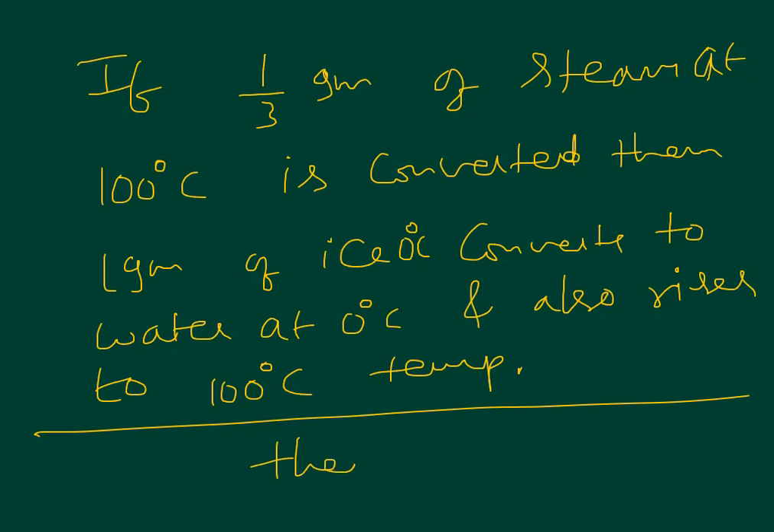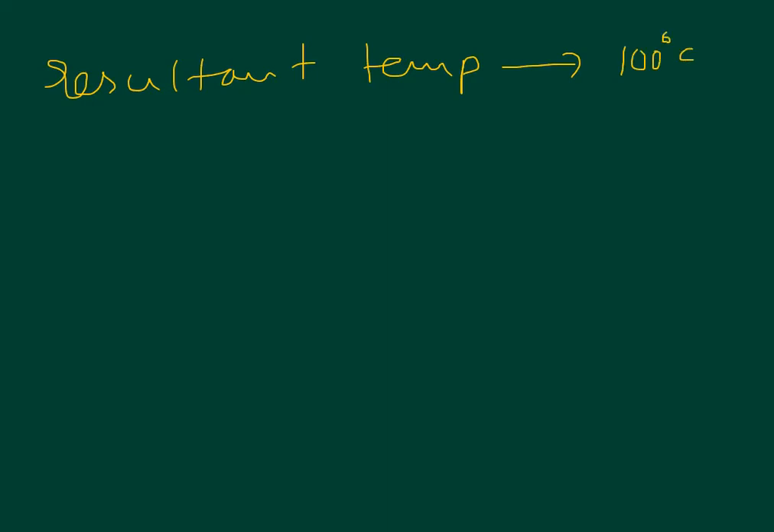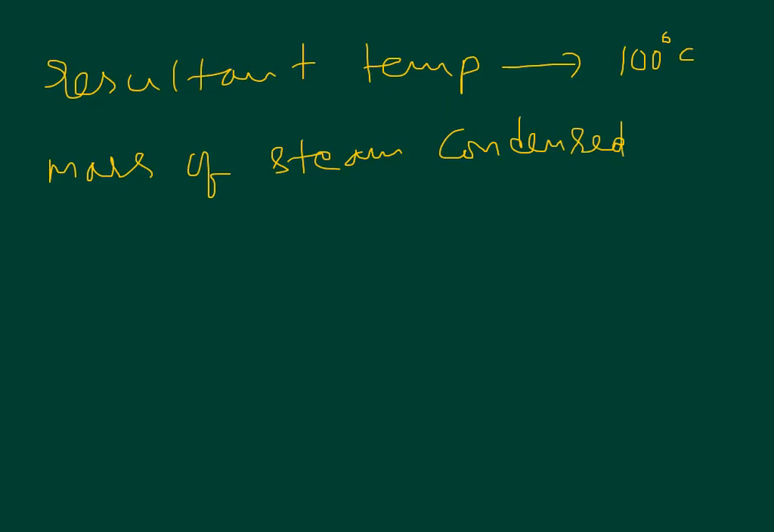And now this is the condition of thermal equilibrium. They got the same temperature. What is the resultant temperature? Now the points. First point, what is the resultant temperature? Both the bodies acquired 100 degrees centigrade. How much mass of steam condensed? 1/3 gram of steam condensed. That means 1/3 mass of steam has been converted.